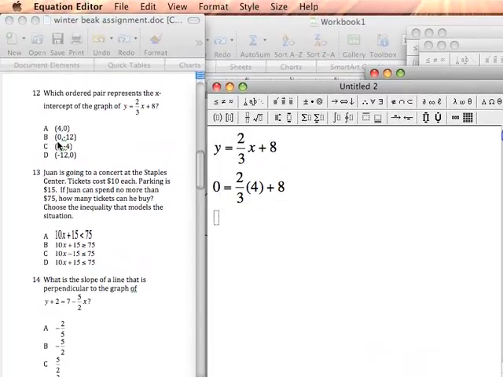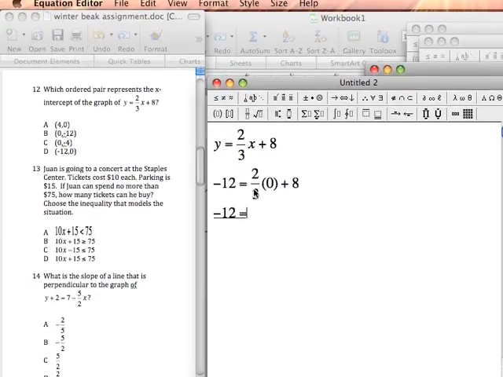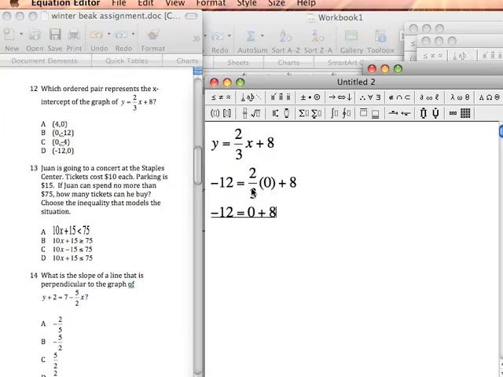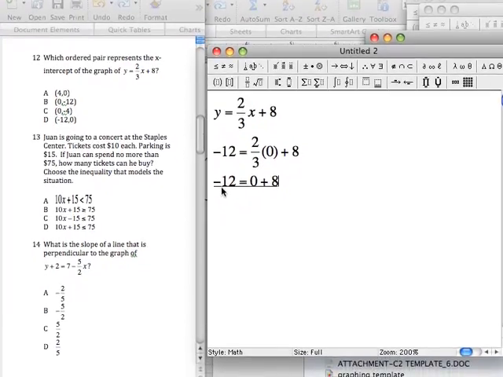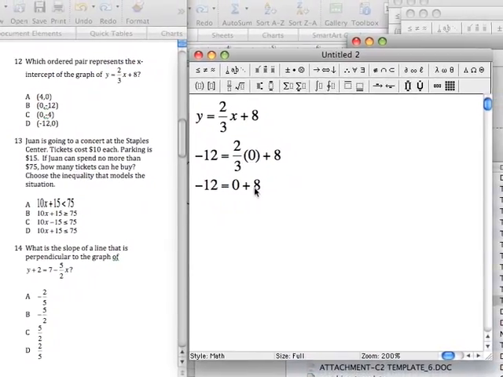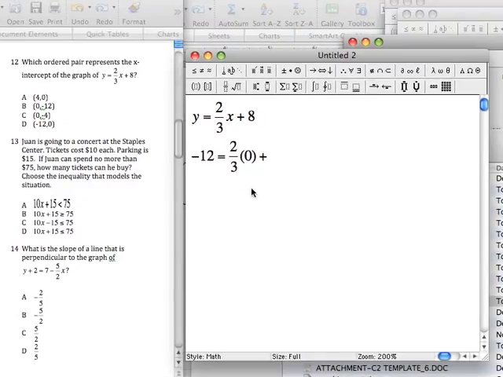Now, if I look at B, B is equal to 0, negative 12. Well, y is equal to negative 12, and x is equal to 0. Now, if that happens, then I'll be left with negative 12 on the left side. 2/3 times 0 is, well, it's just 0. Nothing more to think about with that. That's not going to work either. I mean, look, I have negative 12 on the left side. I got 8 on the right side. They're not equal to each other at all. So let's try something else.